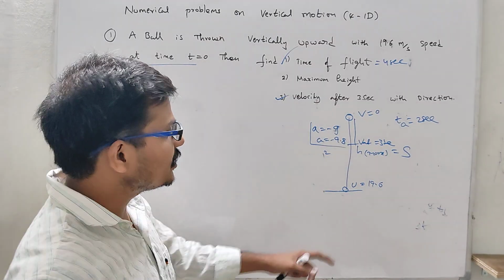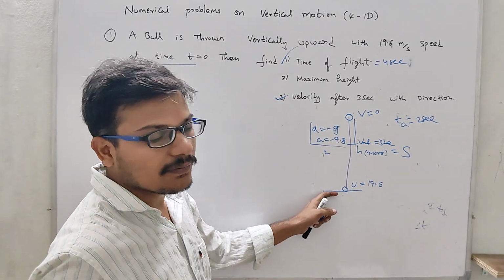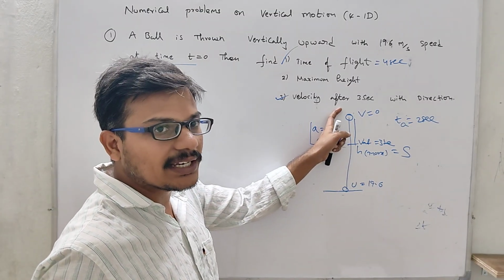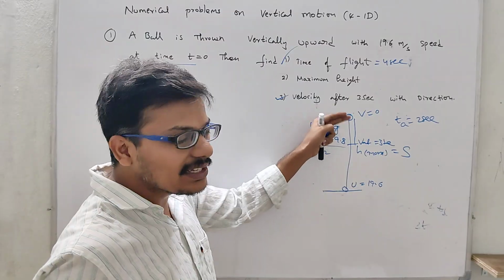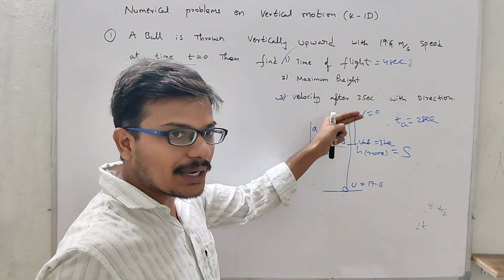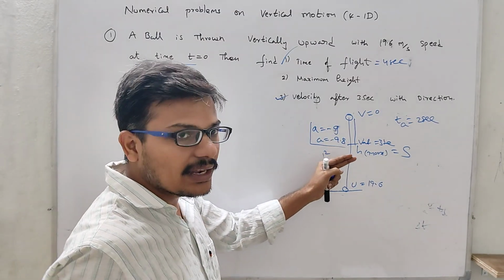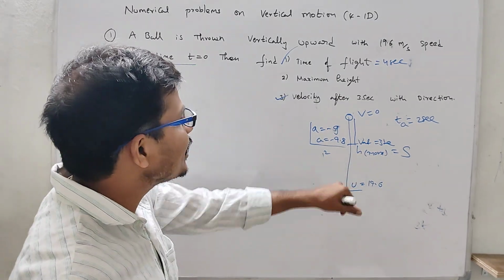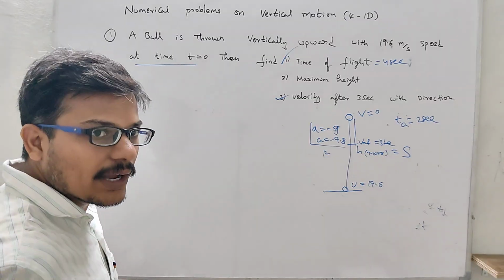Means in the first two seconds it reaches maximum height. So in that case velocity should be 0. So 1 second it is coming downward. Okay, it is coming in the downward direction. In the next 1 second, it is the third second. So in the third second, what velocity we have to find.